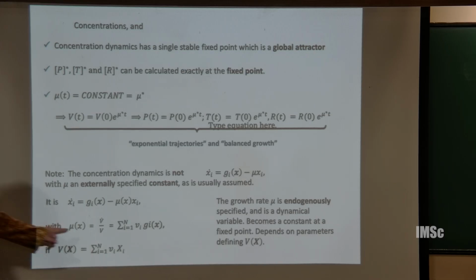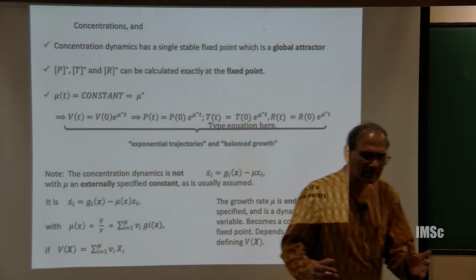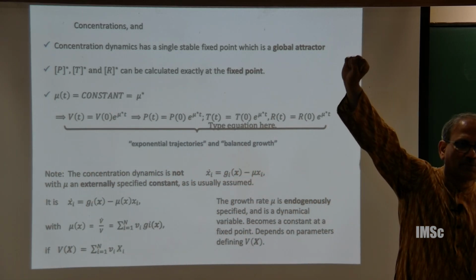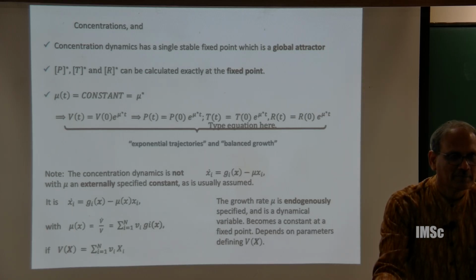Then it turns out that V dot by V is just given by this very simple function of the GI. So you have a very simple formula for the instantaneous growth rate as a dynamical variable. The growth rate is expressed as a function of the concentrations. If you know those original functions GI, those chemical dynamics, then you can immediately write down what that is. So this also tells us that as you reach exponential trajectories in the populations, you are reaching a fixed point attractor in the concentrations.